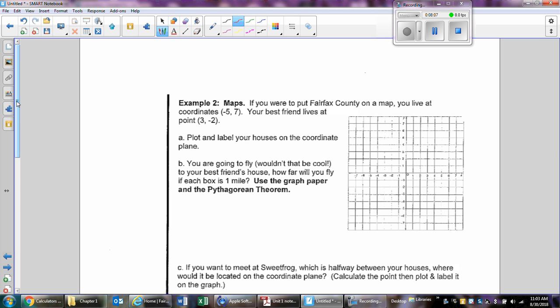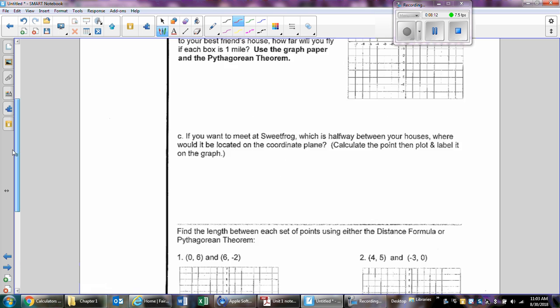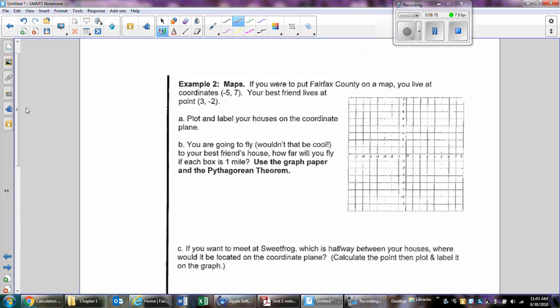and this is kind of the same, and it's trying to get you into a word problem. It says, if you were to put Fairfax County on a map, you live at coordinate -5 and 7. Your best friend lives at coordinate 3 and -2. So I want you to plot and label your house and the coordinate. You are going to fly. Wouldn't that be too cool? Yeah, you're right. To your best friend's house. How far will you fly, if each box is 1 mile?